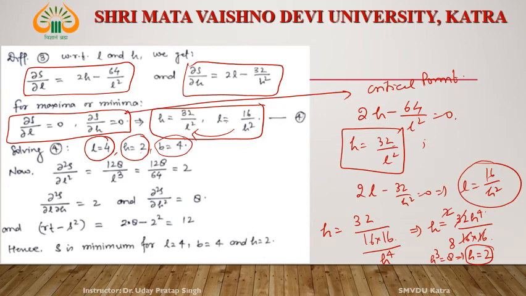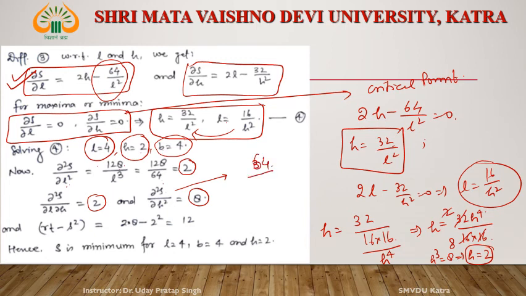Now come to the second derivative. Dou 2S by dou L2. What is the second derivative of this term? It is already positive, 128 by L cube. What is L? L is equal to 4. So dou 2S by dou L2 is equal to 2. Dou 2S by dou L dou H is equal to 2. And dou 2S by dou H2 is equal to 64 by H cube.